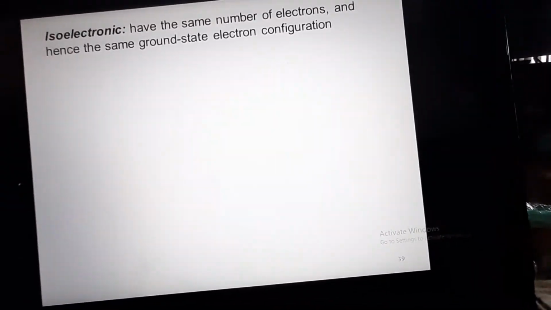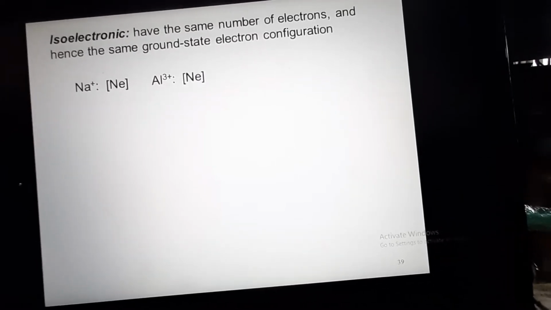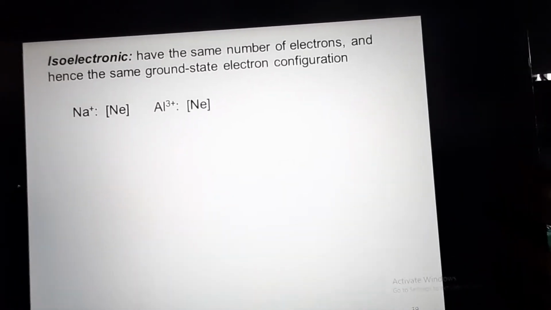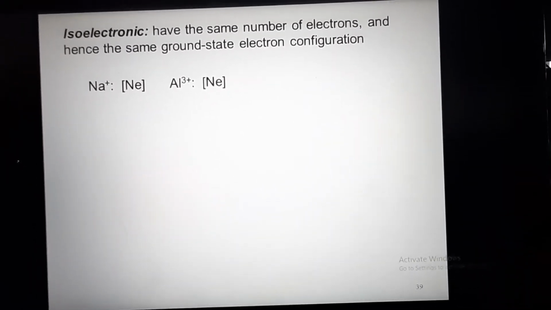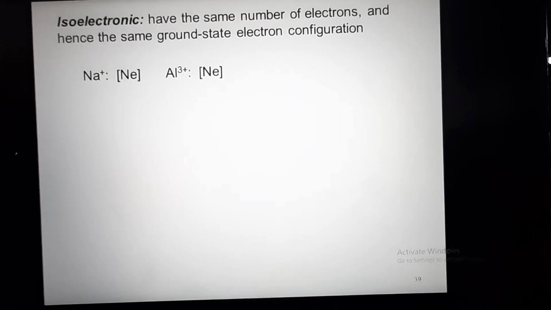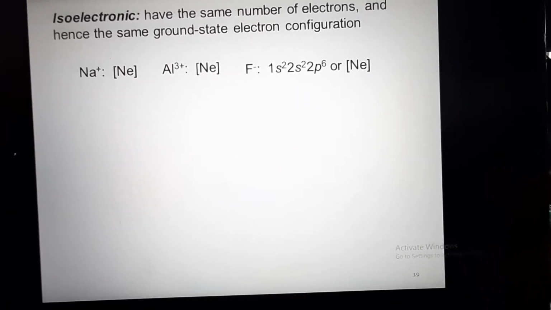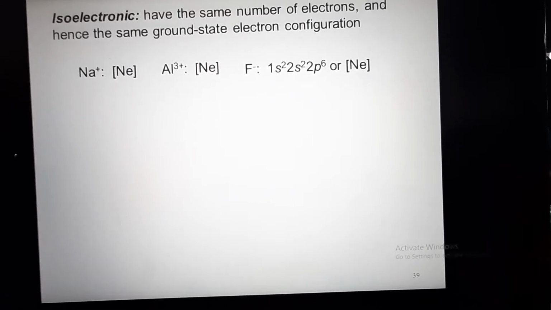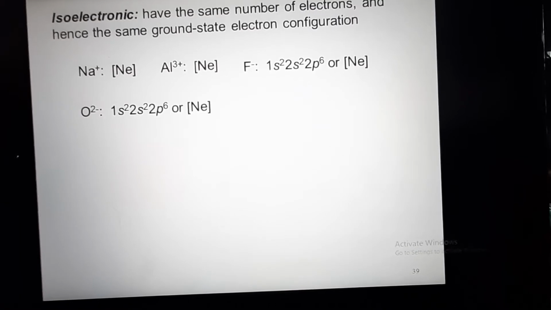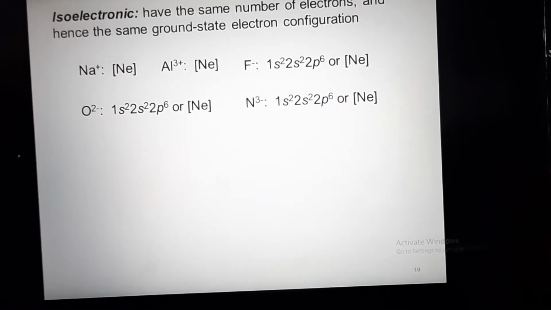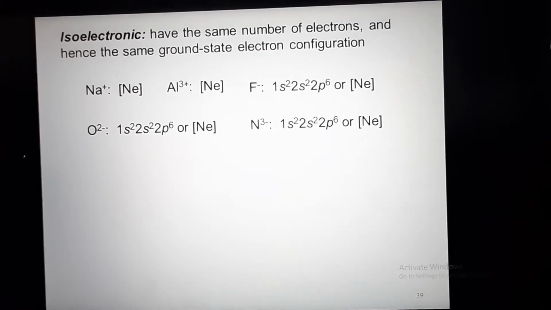So if we take a look at the isoelectronics, isoelectronics have the same number of electrons and the same ground state electron configuration. So sodium, aluminum, they both lose electrons to look like neon. Fluorine, oxygen, and nitrogen all gain electrons in order to look like neon.